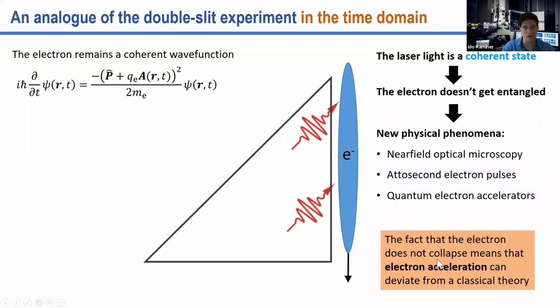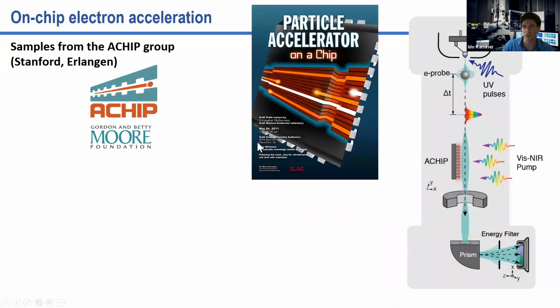Because work on how laser light can act on electrons is something that has been of major interest in wakefield accelerators and in electron laser accelerators for many years now. But in all of those, the electron is classical. And the fact that we see the electron is quantum and doesn't even collapse in those interactions is getting us quite interested in what is going to be different in interactions of this type.